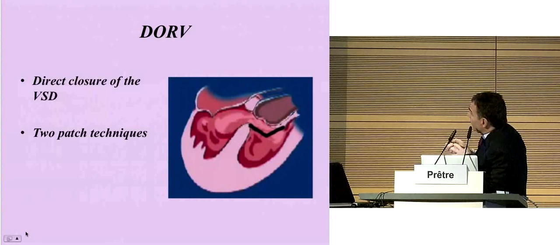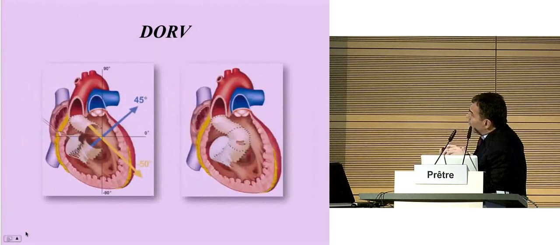But the two-patch stacking might be something that you can consider on those cases. I personally don't believe in this situation here. This is an inlet VSD, and you can see a DORV with two valves coming from the right ventricle, and the technique has been described from the inlet VSD with a big patch here, a turn there, another turn here. I just cannot believe that this will be unobstructed over many years.